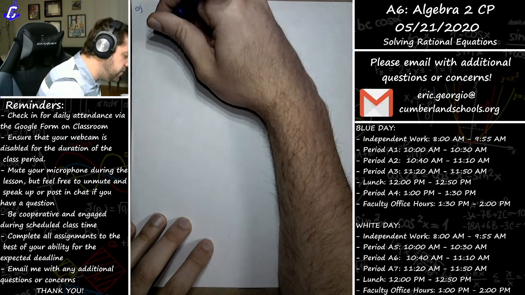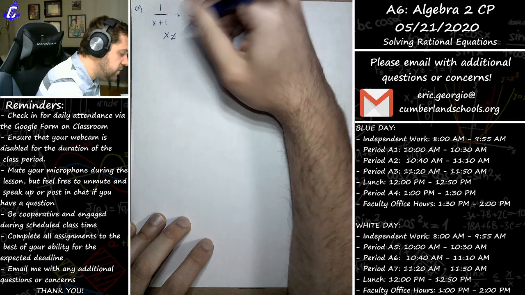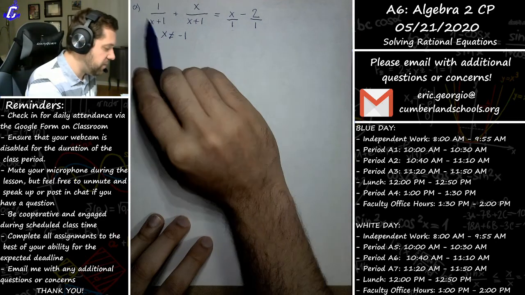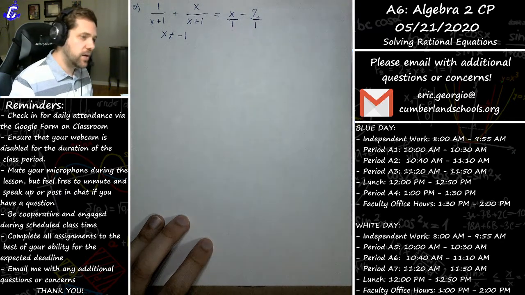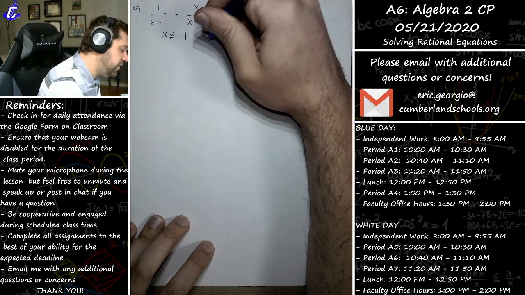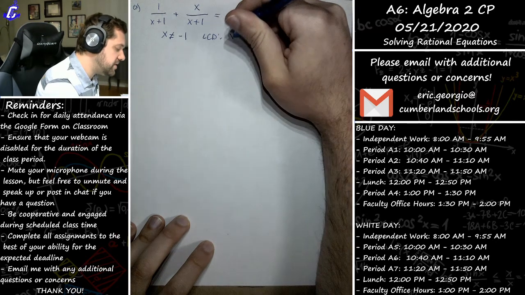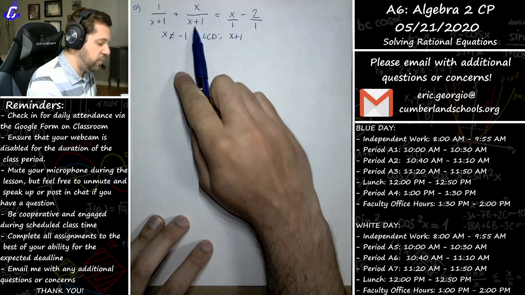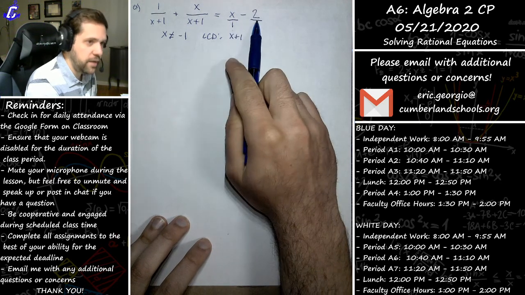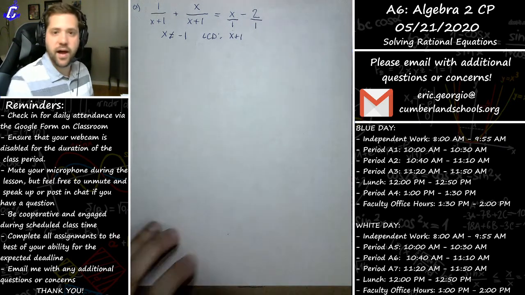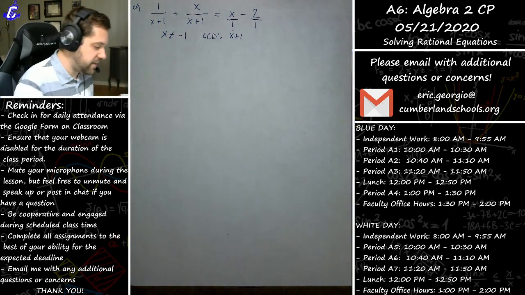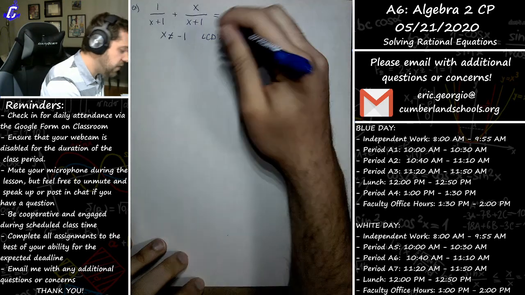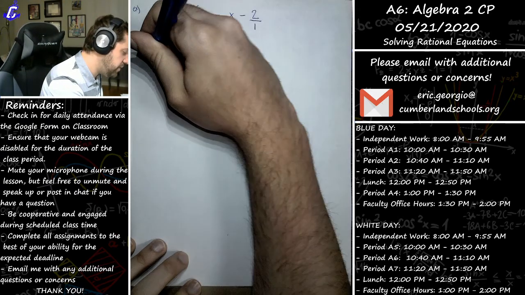Now I can find my domain restrictions. There's no factoring to do, so we should be able to identify that x cannot equal -1 here, because -1 plus 1 would result in dividing by 0. My least common denominator here is actually pretty easy. It's really just the factor of x plus 1, because I have a factor of x plus 1, a factor of x plus 1, a factor of 1, and a factor of 1. The 1 times anything doesn't really factor into the least common denominator at all. So that's why our LCD is just x plus 1.